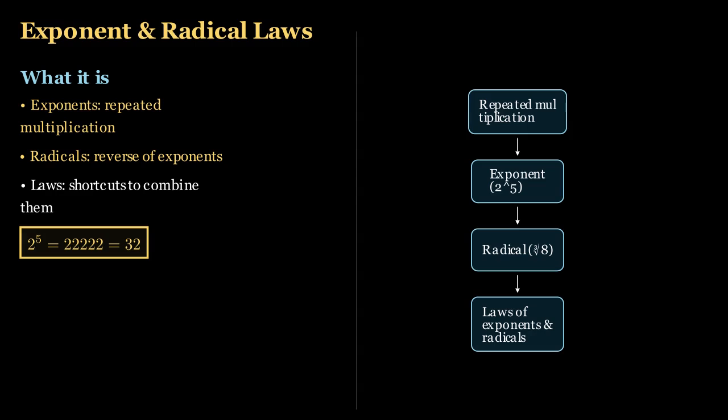The answer is 2. The laws of exponents and radicals are simply rules that let us combine and simplify these expressions without doing all the multiplication by hand. They're like grammar rules for a mathematical language.